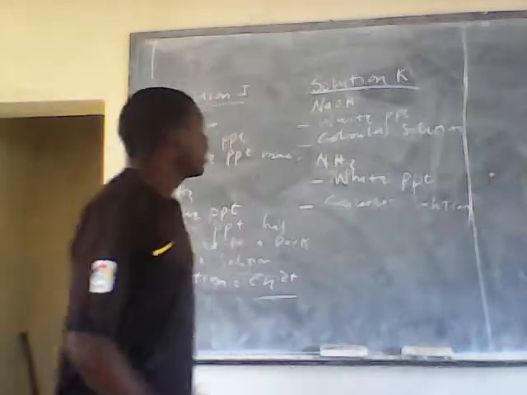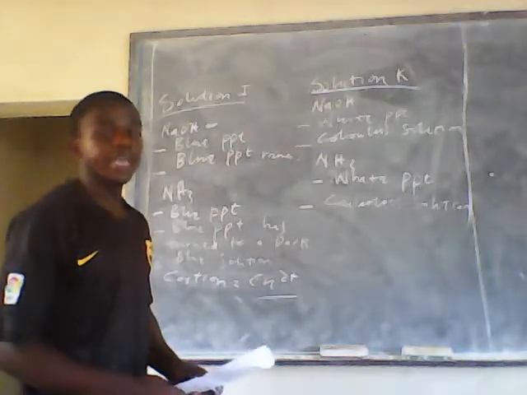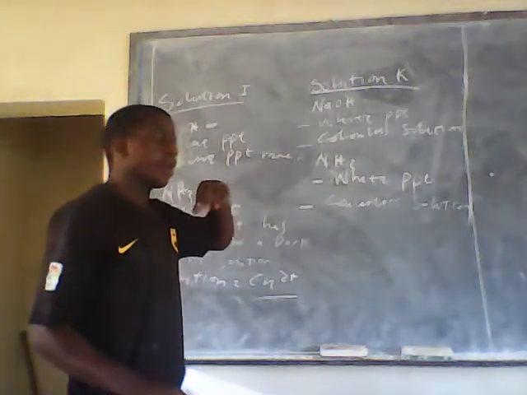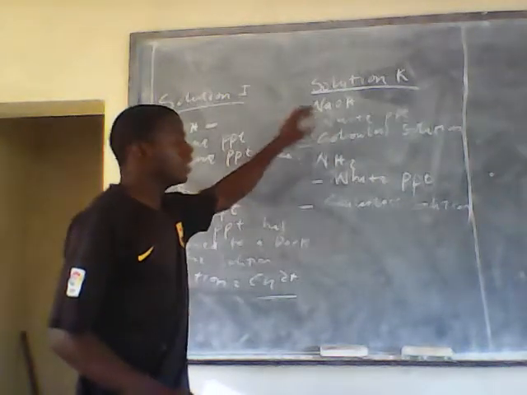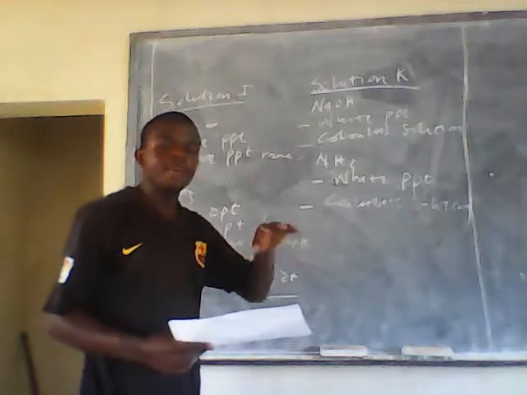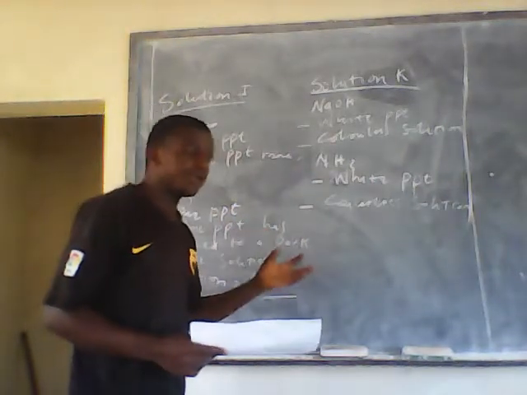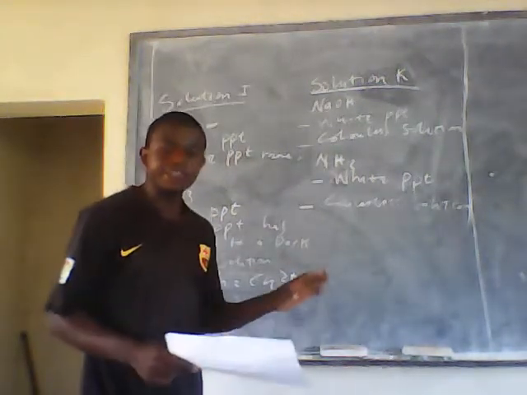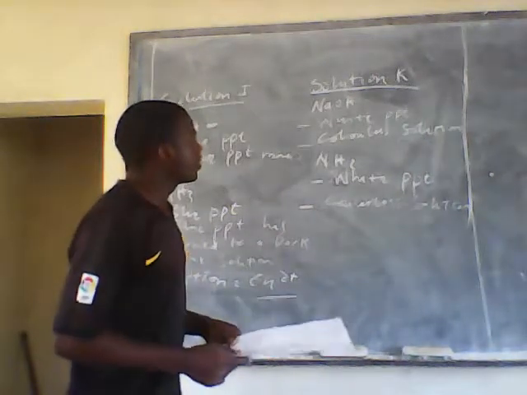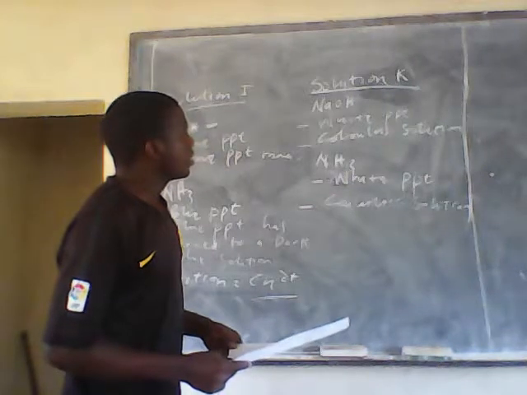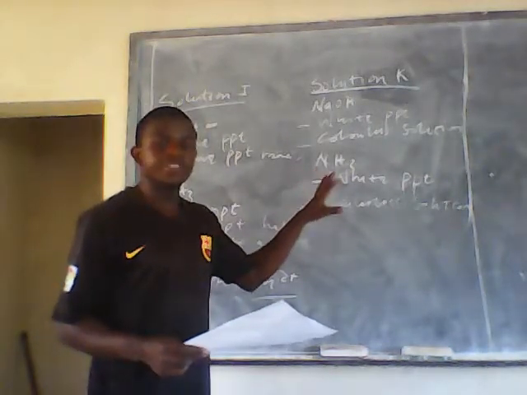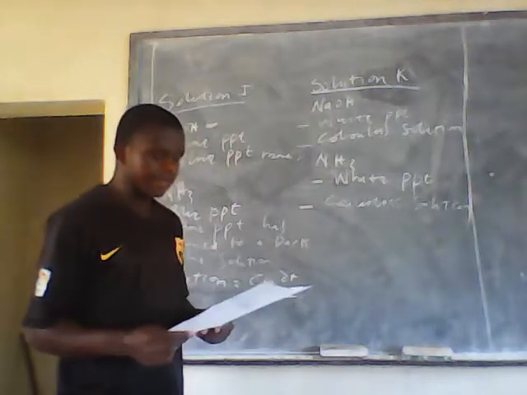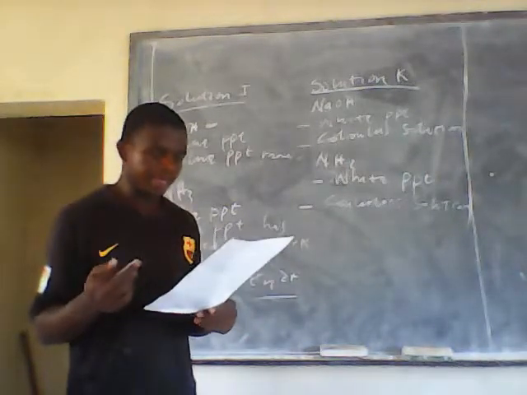And to identify the cation present in solution K, I'm just going to use the same procedure. I'm going to use the observations for solution K and the qualitative analysis table. For me to identify the cation, I'm going to compare the observations that I have on the chalkboard and the qualitative analysis table. They must be similar. And the cation present in solution K is the zinc ion.